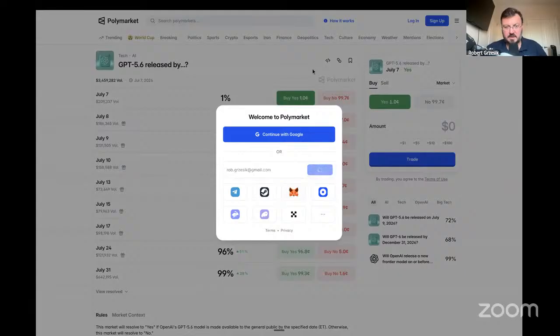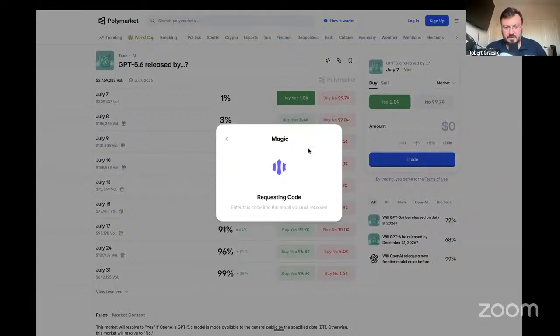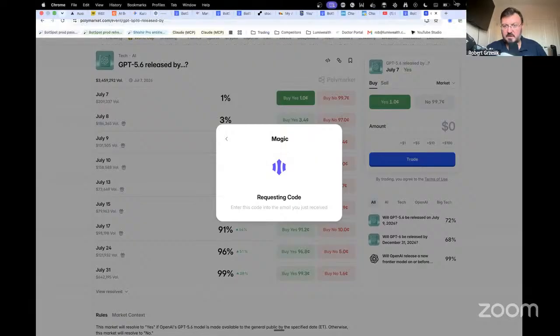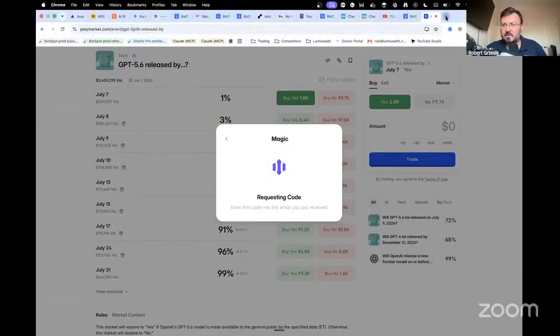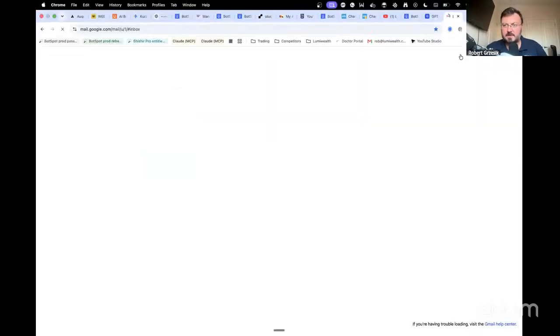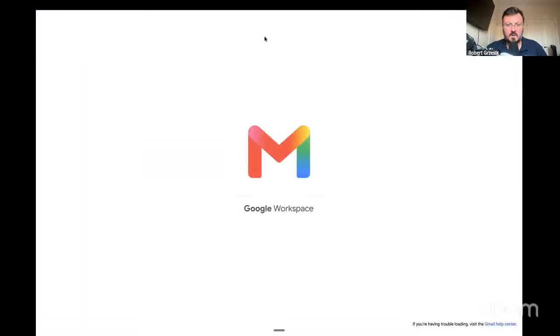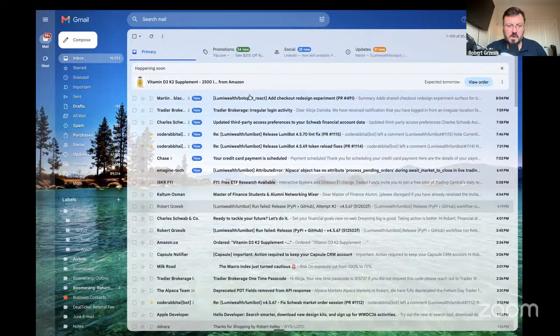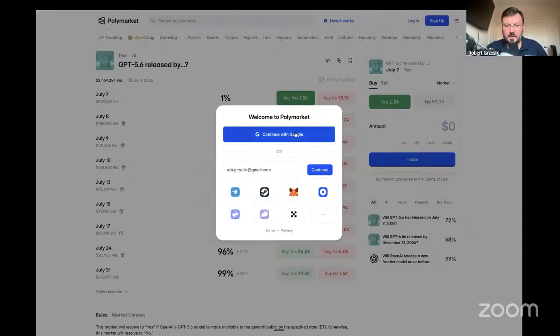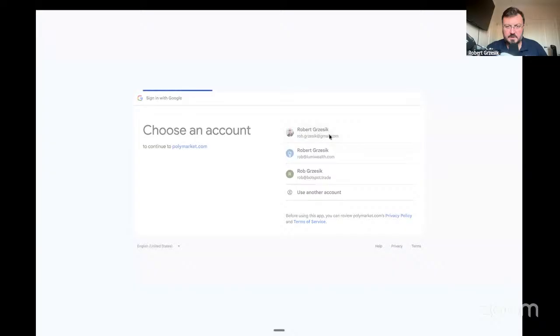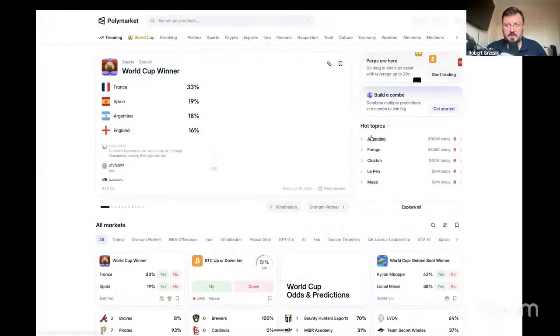Let's see. Continue. Request code. Enter the code into the email you just received. What? Enter this code into the email you just received. What code? Let me see. Let me sign in with Google. Let's see if this is easier. There we go.